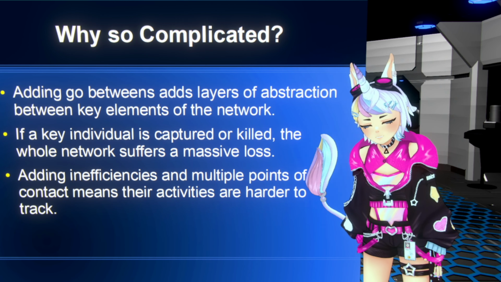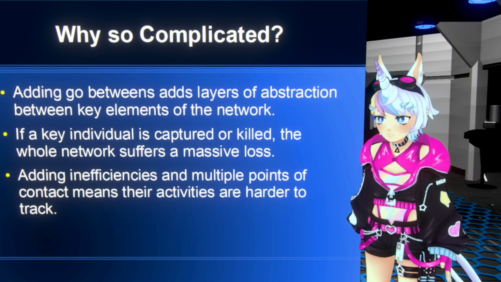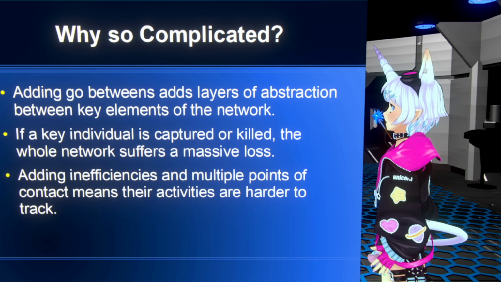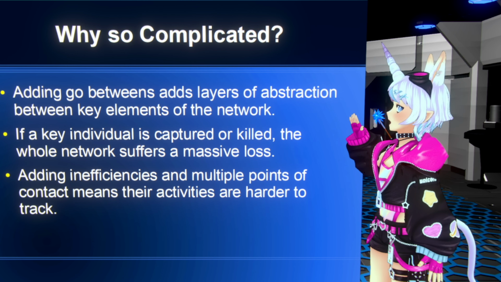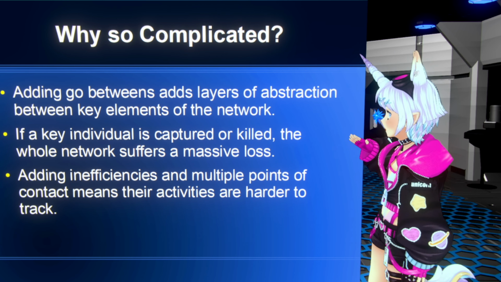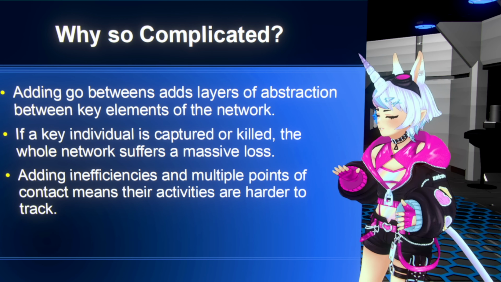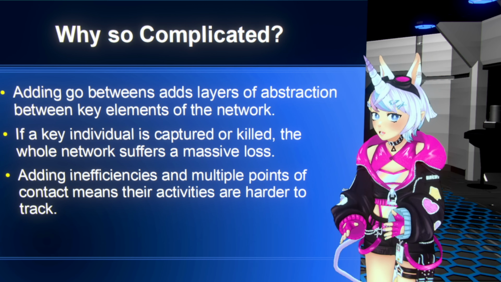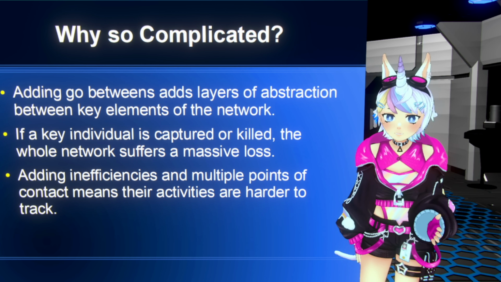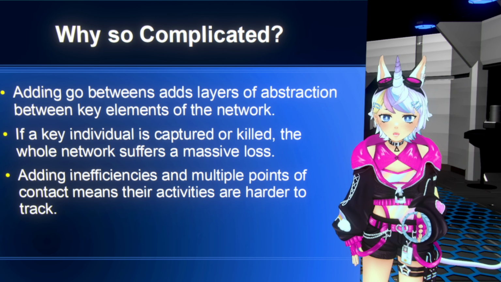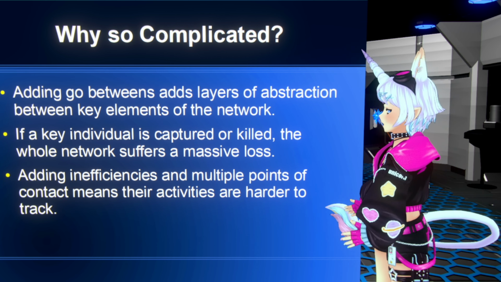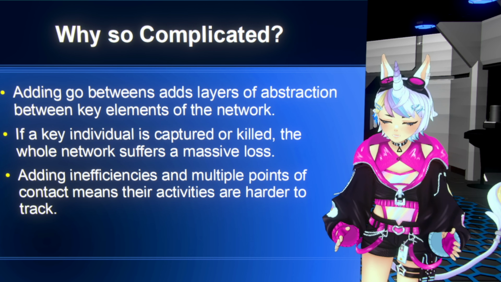And why is it so complicated? Well, as I kind of mentioned, adding go-betweens adds layers of abstraction between key elements of the network. If one head honcho goes down, then the whole network is going to suffer massively. But if you lose a go-between or a messenger or a key agent, yes, that's still a big loss, but it's not the worst thing in the world. And if you add in inefficiencies and multiple points of contact, it means their activities are much harder to track and much harder to find.